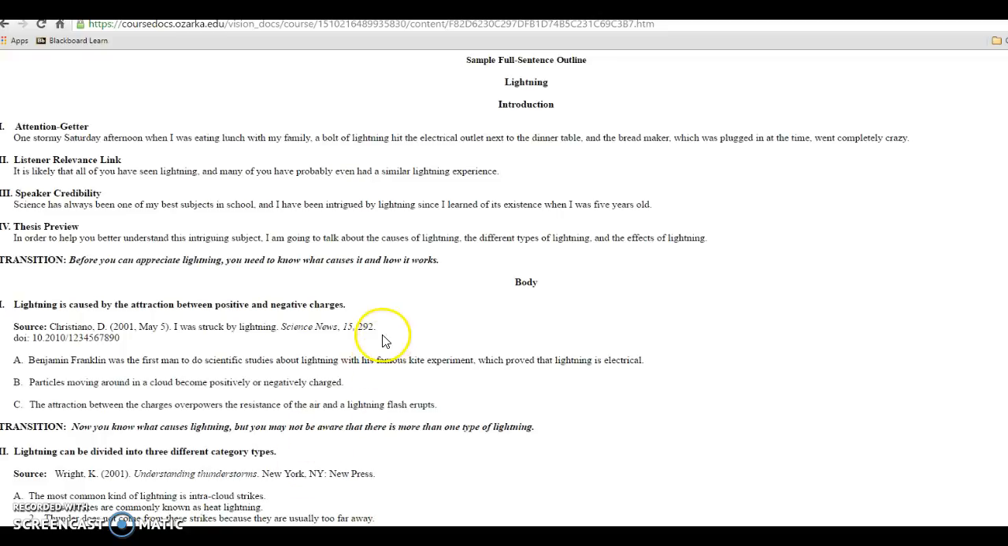Make sure that you have a title up here. Obviously you won't have the sample full sentence outline, but you'll have your title. You'll have the word introduction. Use the Roman numeral bullets just like you see here. Use the words attention getter, listener relevance, speaker credibility, thesis preview, just the way that it's shown here. Your transition sentences will go, your first one will go after the thesis preview and before the first main point. Keep in mind that main points should be complete sentences.